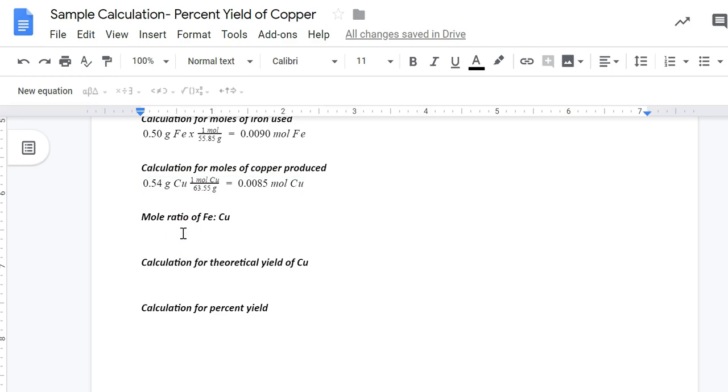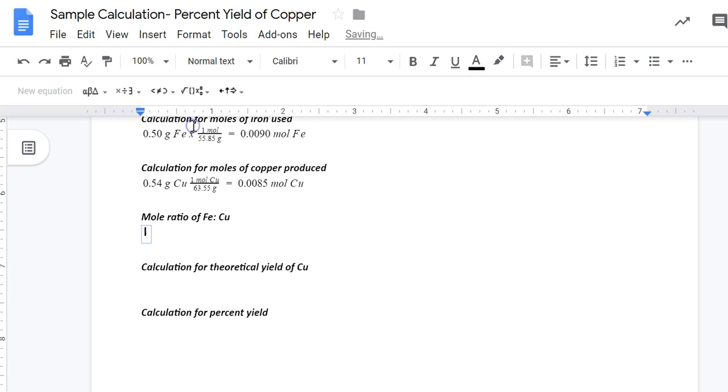The next calculation that I'm going to do is the mole ratio of iron to copper. So again, I can go to new equation, A over B, and I'm going to look at the moles of iron compared to the moles of copper.